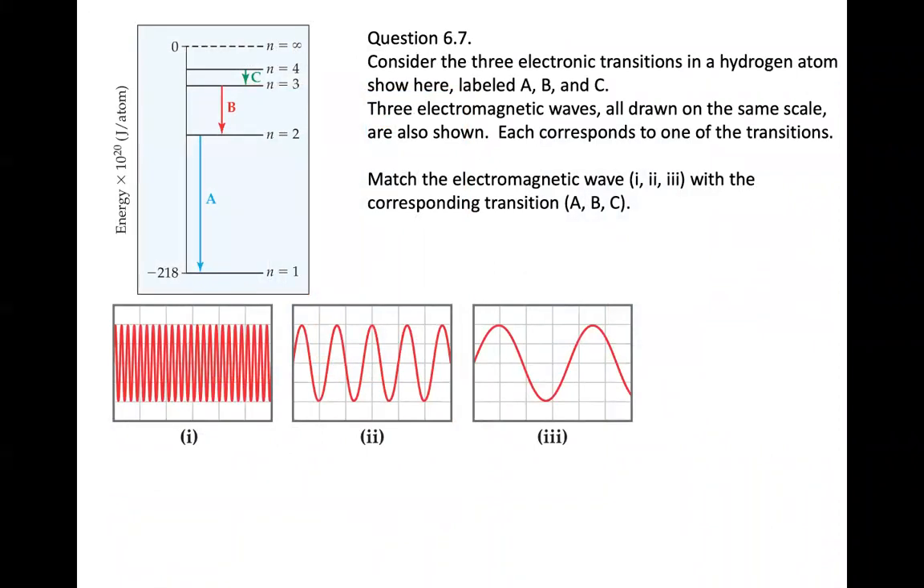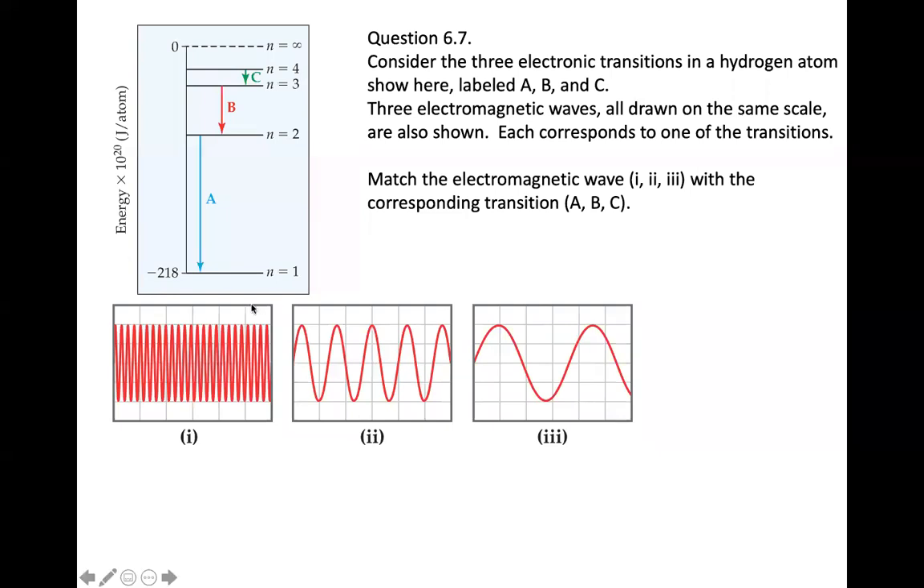So notice within here, I'll give you a second to read it through. So this question is saying, consider this to be then the energy levels that we have for the hydrogen atom. And it's showing different possible transitions where an electron could go from levels 4 to 3, 3 to 2, or 2 to 1. And we're asked to match that up with these electromagnetic waves.